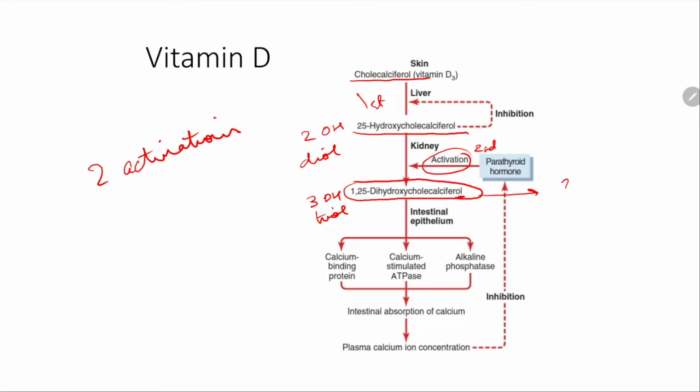This is also known as calcitriol, which is the active form of vitamin D. So you can get questions from any of this. You can get calcitriol or this. How many OH groups does it have? Where do the activations occur? You must remember all of this.